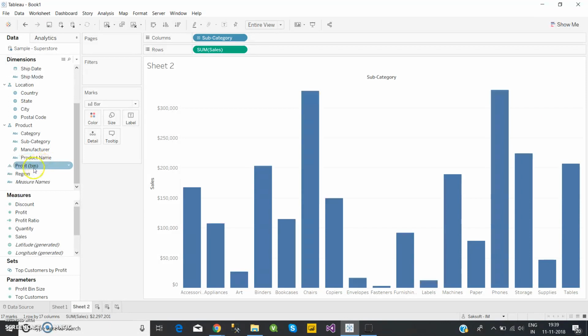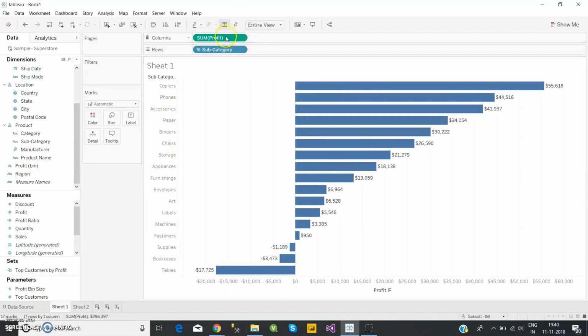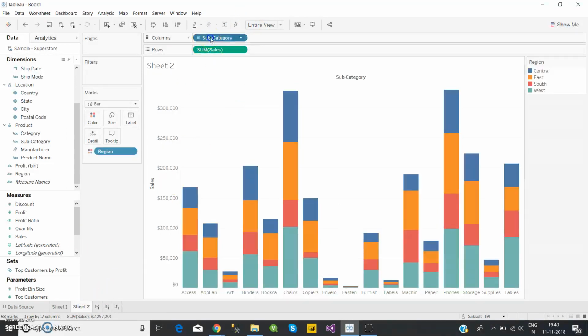In the stacked chart, I can bring in one more dimension. Now I have added region. So I want to see, in each subcategory, how the sales has been for each region. Therefore, two dimensions are involved. Here in the simple bar chart, one dimension and one measure is involved. Here, two dimensions and one measure is involved. Therefore, I get a broader perspective and I'm able to compare based on two different dimensions.